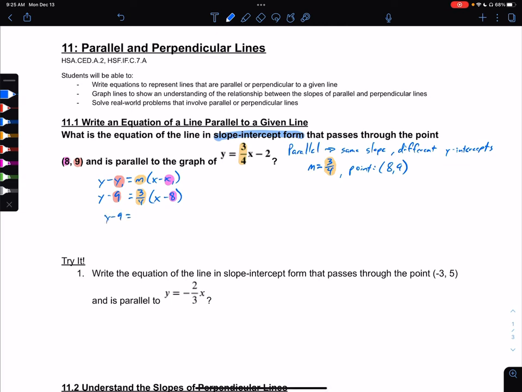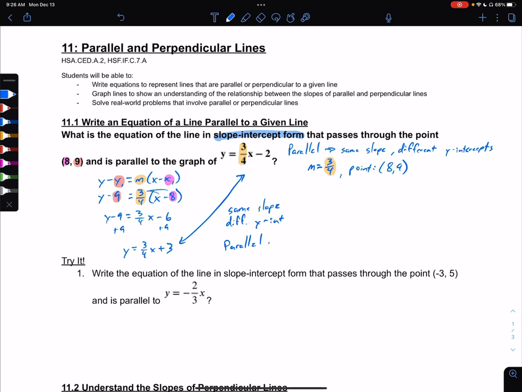And to do that, I'm going to distribute the 3/4 across the x minus 8. So I get 3/4 x, and then 3/4 times negative 8 would be minus 6, or negative 6. We want to isolate y. So y equals 3/4 x plus 3. Notice that these two have the same slope and a different y-intercept. So they are parallel.